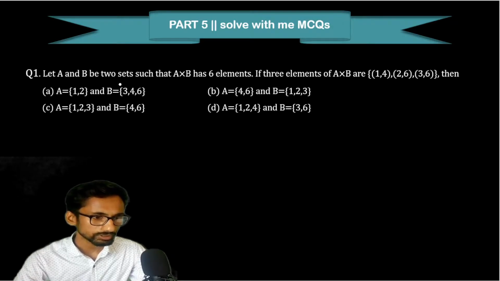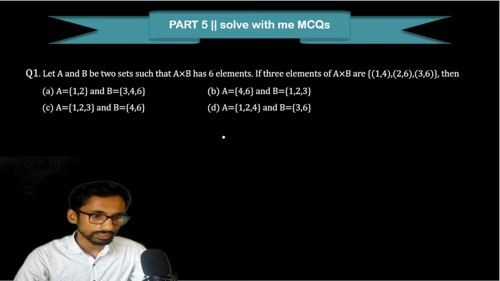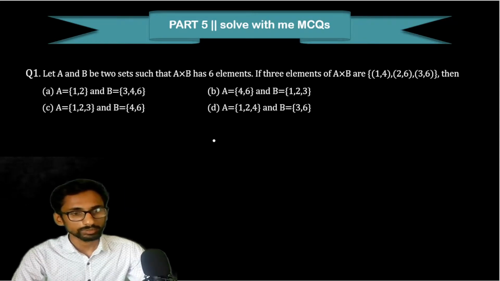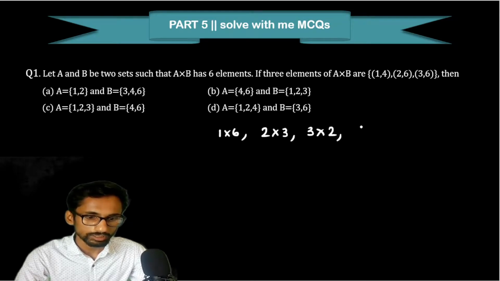So just focus on the first line. The A cross B has 6 elements. So the cardinal number of the product set is given as 6. So it can be 1 into 6, it can be 2 into 3, it can be 3 into 2, it can be 6 into 1. What do you mean by all this?